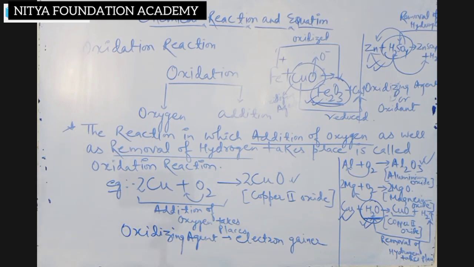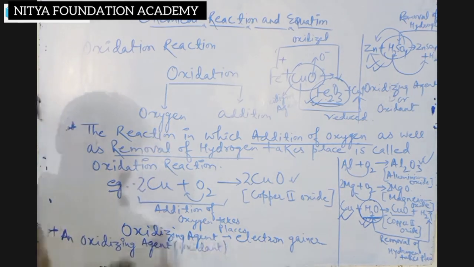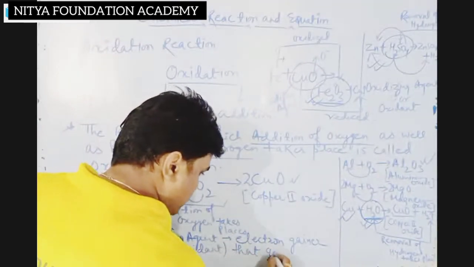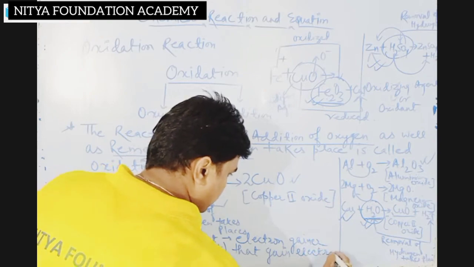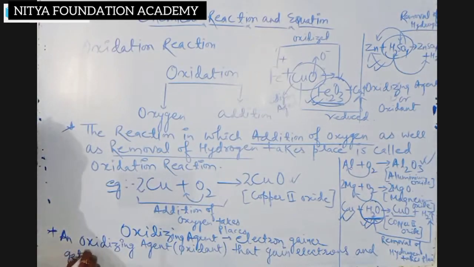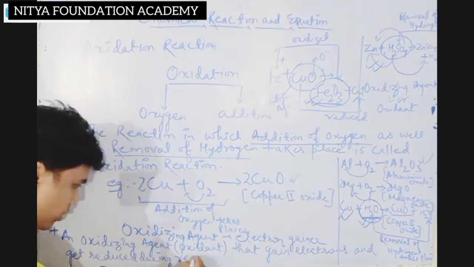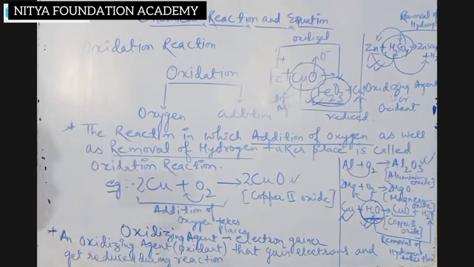ओके सो ऑक्सीडाइजिंग एजेंट को भी मेंशन कर लेंगे एक जगह डेफिनेशन में. ठीक है, उसको मैं मेंशन कर देता हूँ ऑक्सीडाइजिंग एजेंट के बारे में भी. देखिए कि an oxidizing agent, the another name is oxidant, that gains electrons and gets reduced during reaction.